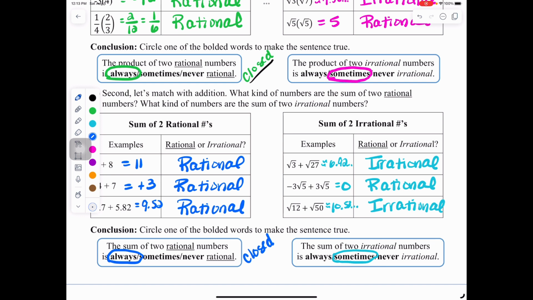On the other side, we have the sum of two irrational numbers. In the first example, we got a decimal that goes on forever, never repeats, so that's irrational. However, if we take two irrational numbers that are opposites, like we did right here, you see we get 0. So 0 is actually a rational number, and then the third one, similar to the first one, is irrational. So this again is only sometimes for addition and irrational numbers.